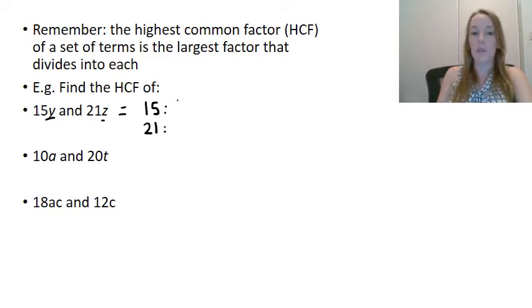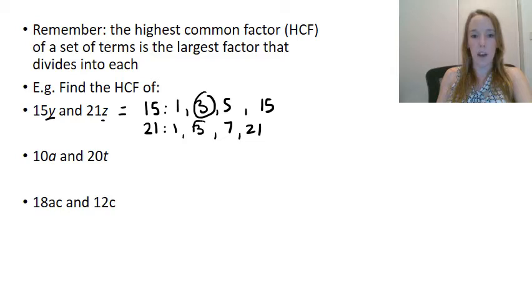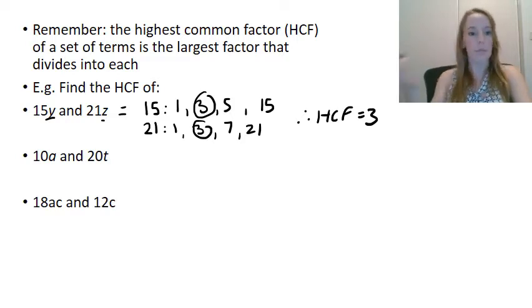The factors of 15 are 1 and 15, and 3 and 5. The factors of 21 are 1, 21, 3 and 7. You can see our highest common factor is 3. So highest common factor could be a number.